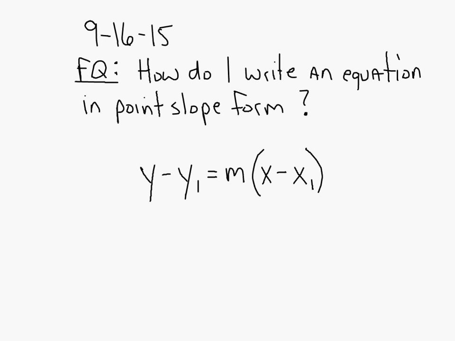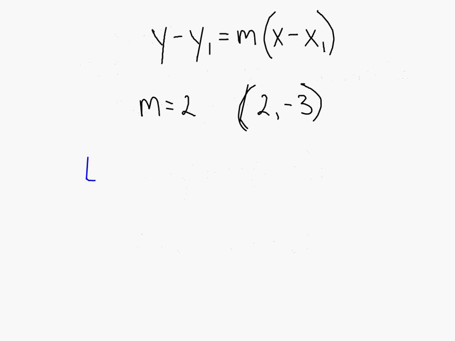You're going to be given a slope. You're going to be given m equals, say, 2. And you're going to be given a point. And your point might be 2, negative 3. And you're going to be asked to write an equation in point-slope form. And here's what it'll look like. In point-slope form, your equation.